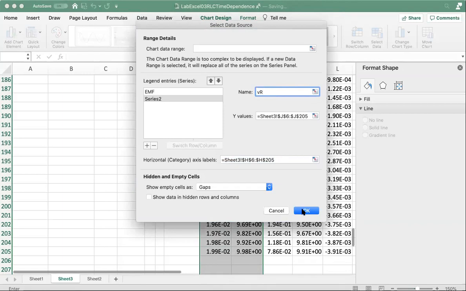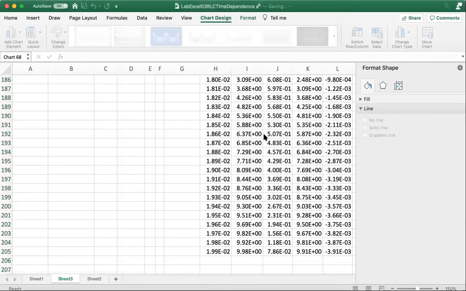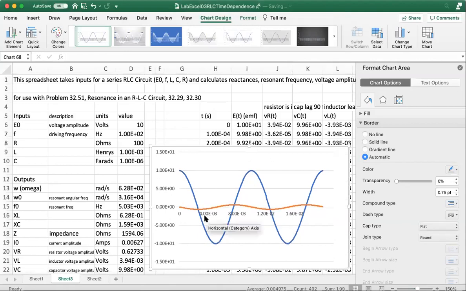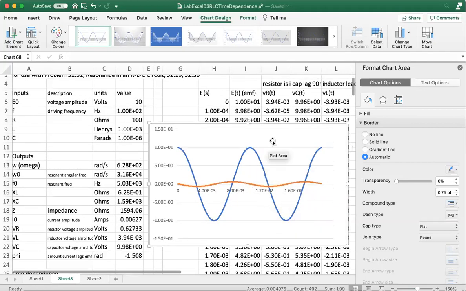All right, so let's see what we got here. All right, so this is a very small resistor voltage. Okay. But what we see here, what do we see? The resistor is actually leading the EMF. Actually, let's get a legend on here.